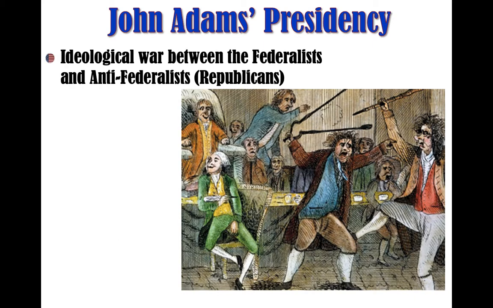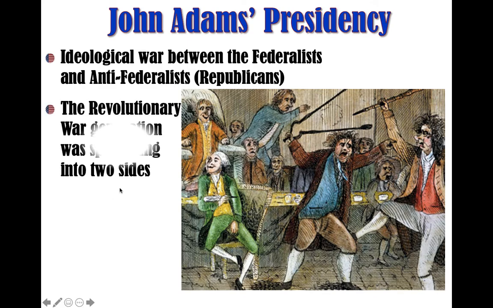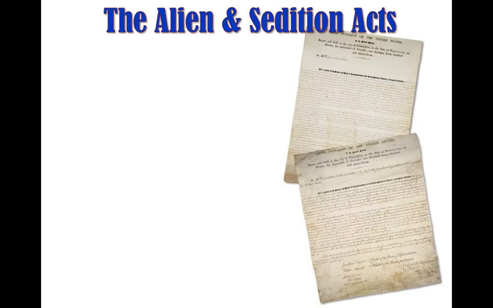What else happened during John Adams' presidency? There was an ideological war between the Federalists and Anti-Federalists. Again, we've talked about this difference between the two. Federalists were in favor of a stronger central government. Anti-Federalists were in favor of more state power in government. The Revolutionary War generation was splintering into two sides. So again, there was one side that was in favor of this one way of having government. There was the other side that favored the other way. So there was this continual tension between the two.